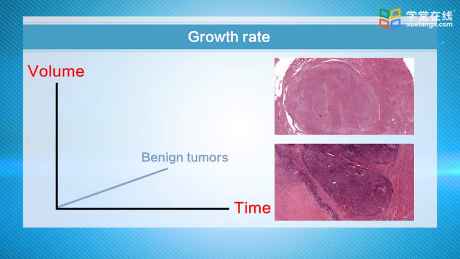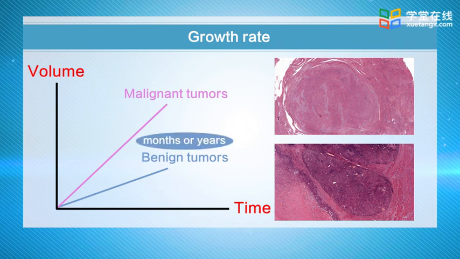Benign tumor usually enlarges very slowly, while malignant tumor grows more quickly in size. To put this in a more specific perspective, it may take months or years for a benign tumor to change significantly in size, while malignant tumor can grow appreciably in just a few weeks.